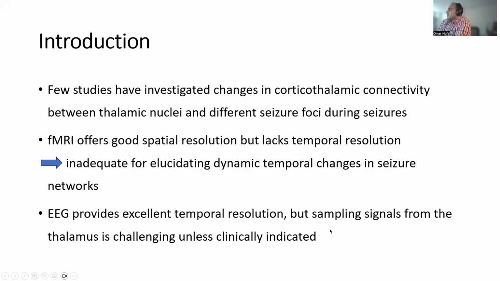Now, a few studies have investigated changes in the corticothalamic connectivity between thalamic nuclei and different seizure foci during seizures. There are some fMRI studies which offer good spatial resolution, but lack the temporal resolution that the EEG offers. Thereby, they're inadequate in elucidating the dynamic temporal changes in seizure networks. However, the EEG does provide this excellent temporal resolution, but sampling of signals from the thalamus is challenging unless clinically indicated because of the invasive nature of the sampling. So only those who undergo phase 2 epilepsy surgery would be undergoing thalamic implantation of electrodes.